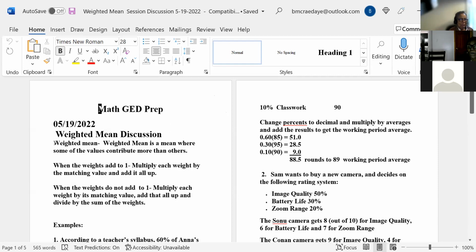Okay. Do you see weighted mean discussion? Yeah. Okay. Now, the difference in mean, regular mean, and weighted mean is that you assign weights to various things. It's not just straight adding up the items divided by the number of items, because the mean that we just looked at, every item was on the same level. For weighted mean, we give a weight to the mean.